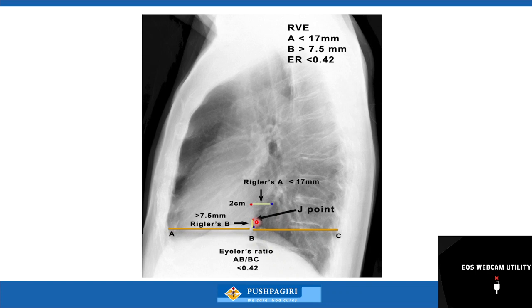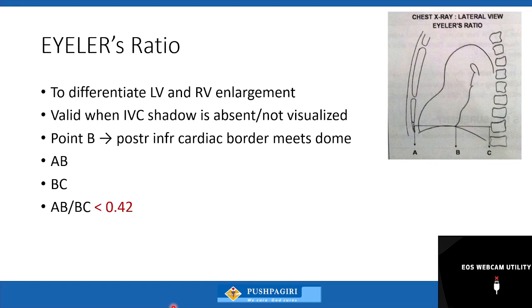IVC shadow clear. In case we cannot see the IVC shadow, then we use the Eiler's ratio. Eiler's ratio is simple: the point where the cardiac border touches the dome of the diaphragm is taken as point B, and we draw a horizontal line back and front, so that we get AB and BC. Normally the ratio of AB by BC should be less than 0.4. That is the Eiler's ratio.